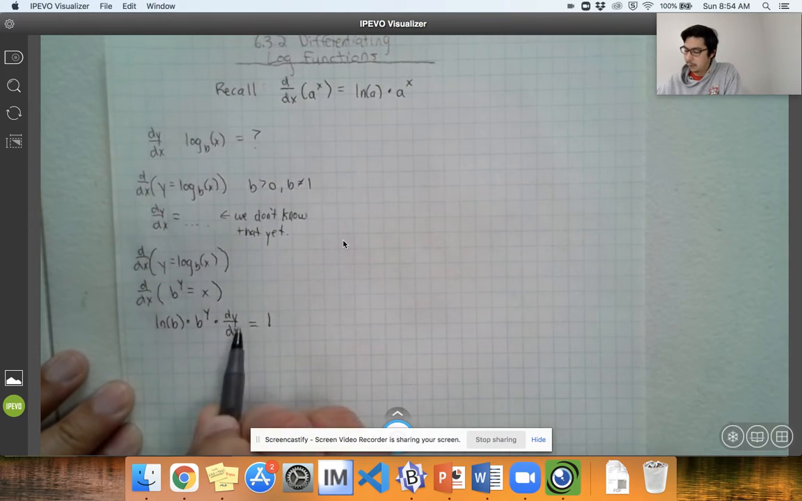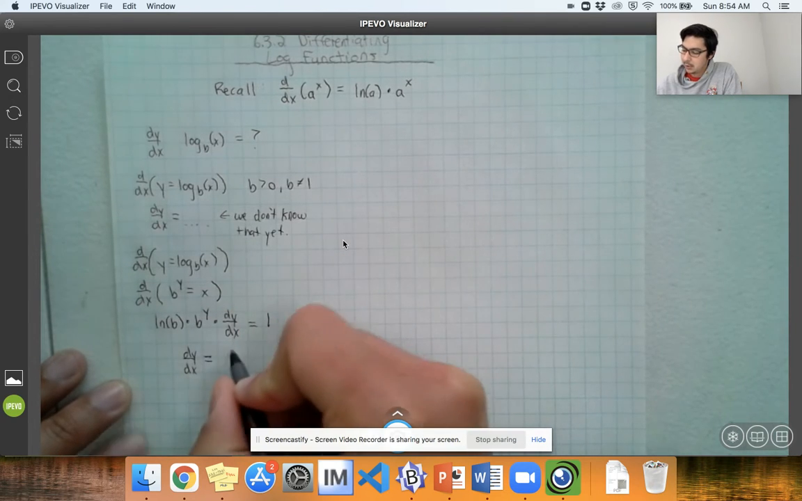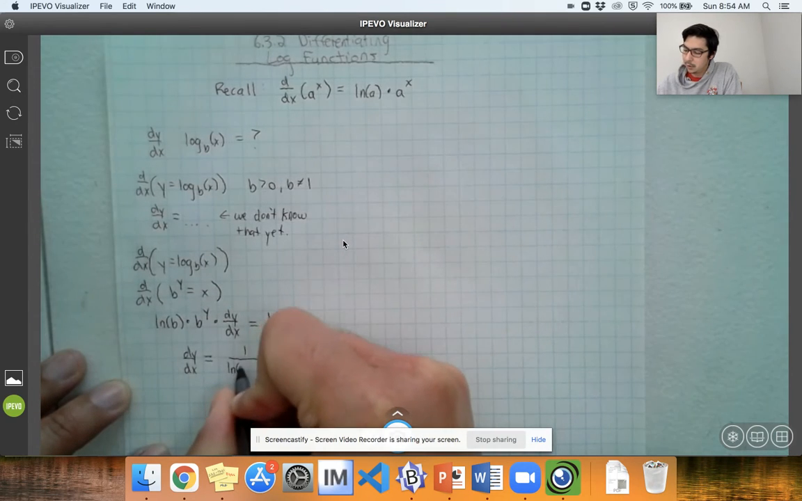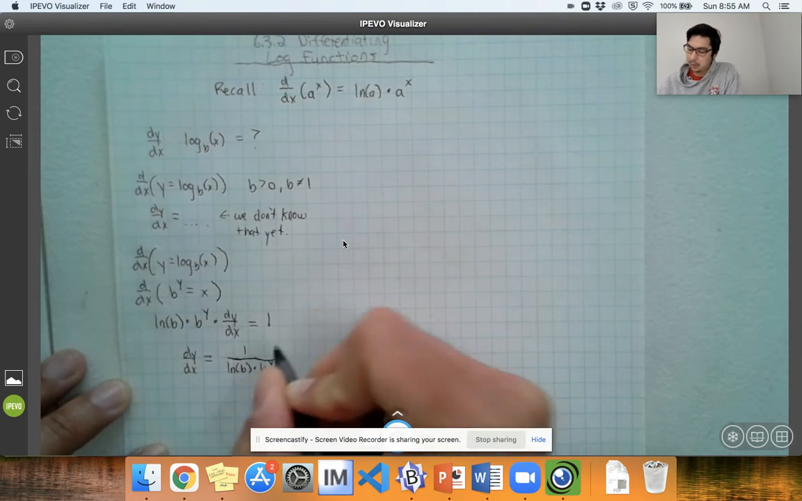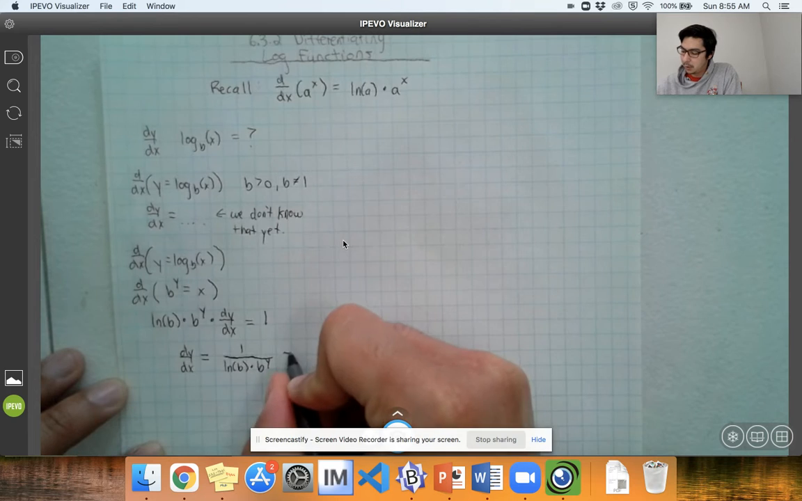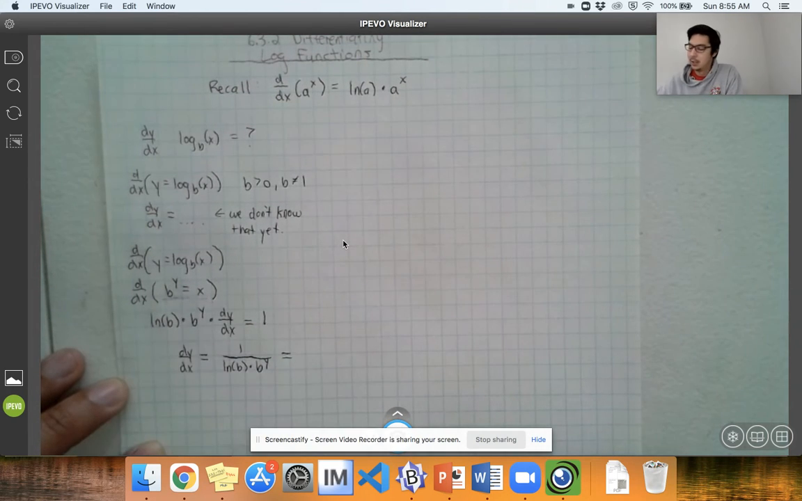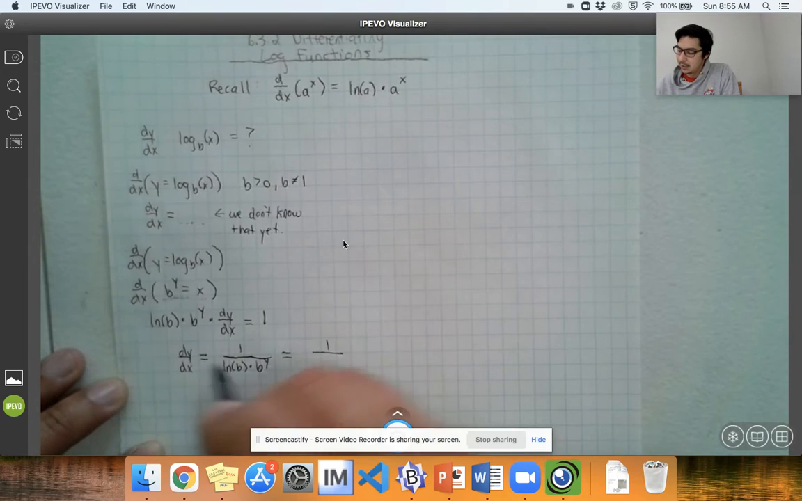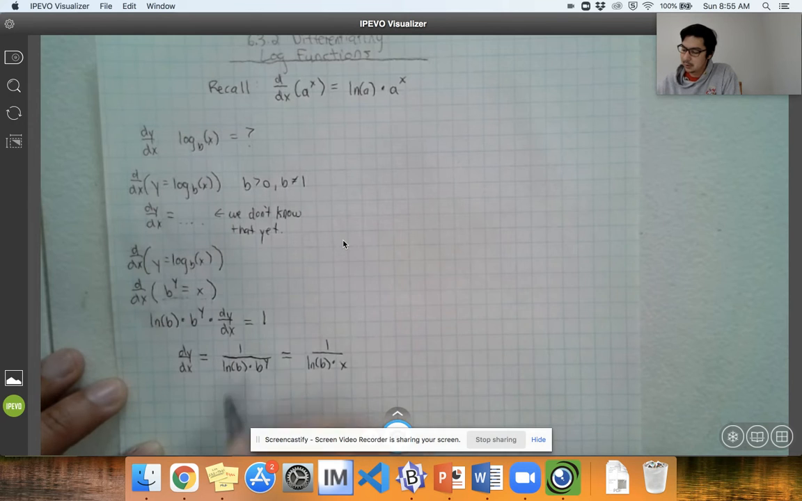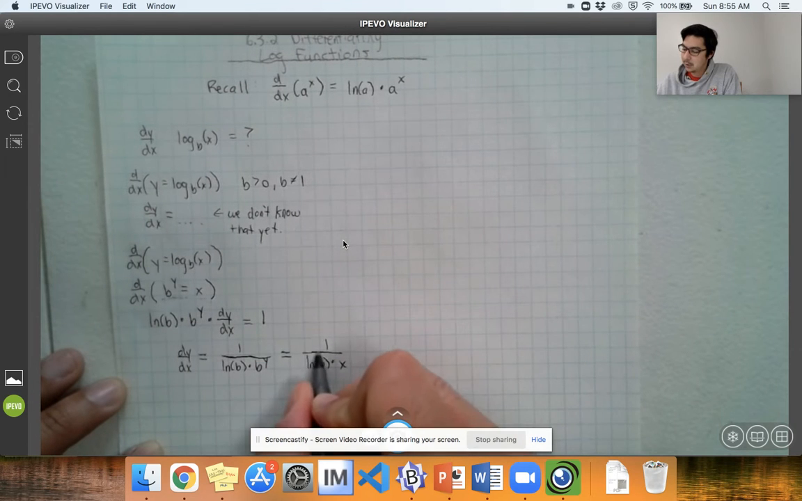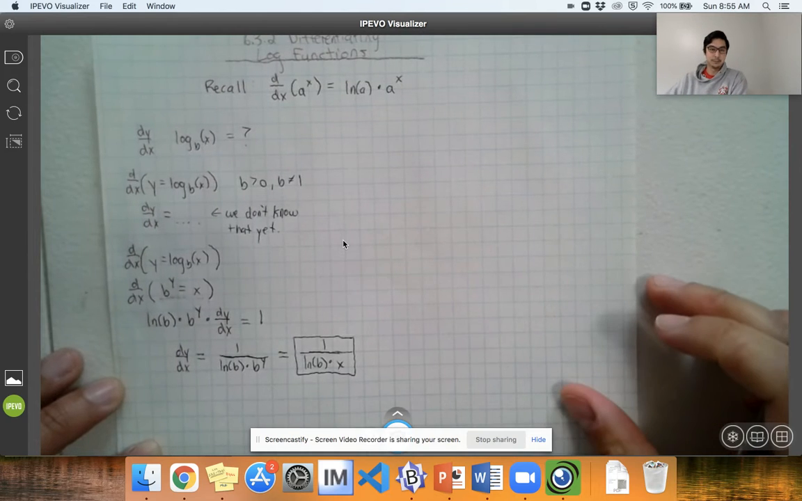Now, solving for dy dx, the derivative of this log function is going to be 1 over the natural log of b times b to the y. That's what it looks like implicitly, but remember that b to the y is equal to x at this step right here. So we actually can write the derivative with respect to x as 1 over the natural log of the base times x, because again, b to the y is x. And there is the derivative of a log function.